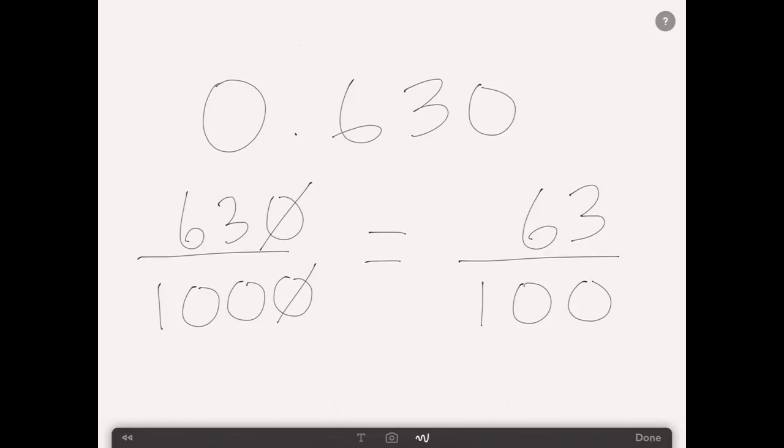What you're really doing when you cross out those zeros is you're dividing it by 10 on both numerator and denominator. Okay, so you can't just say you're crossing them out, you're actually dividing it by 10. All right, let's just do another one of those.